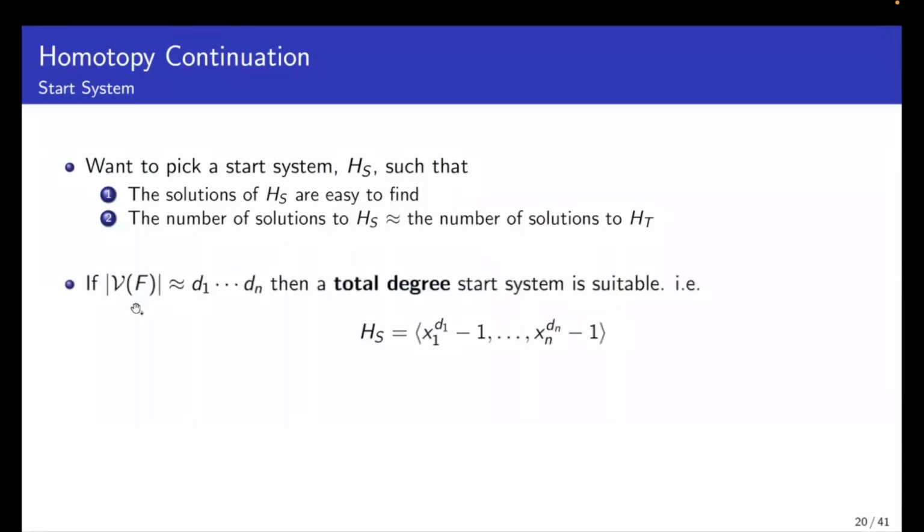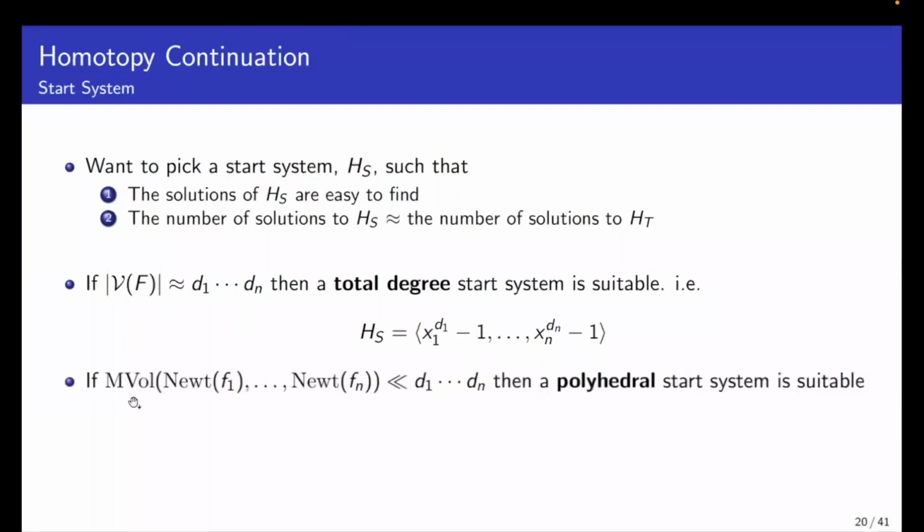So for instance, if your system roughly achieves this Bezout bound, then something known as a total degree start system is suitable. Essentially what this does is it takes each variable and raises it to the d_i-th power, where d_i is the degree of the polynomial f_i. And this is an example of the start system I showed you on the first slide.